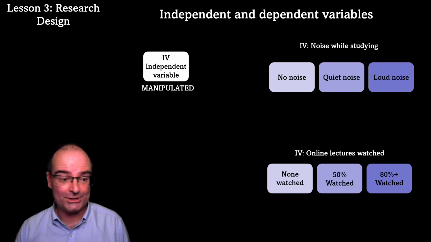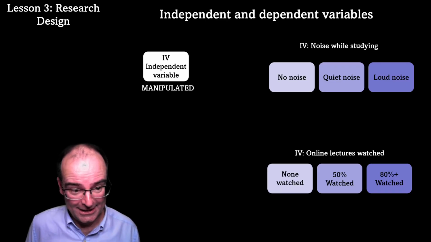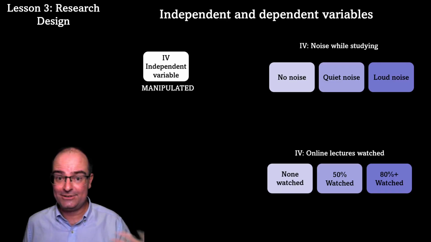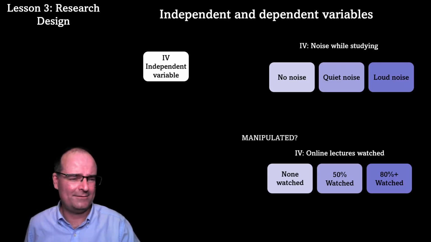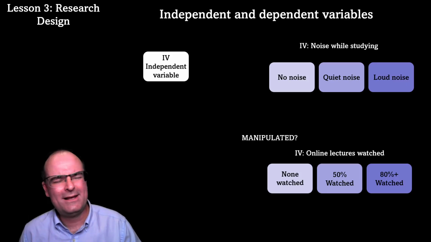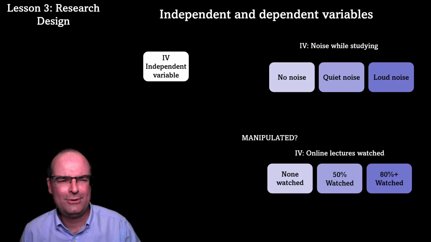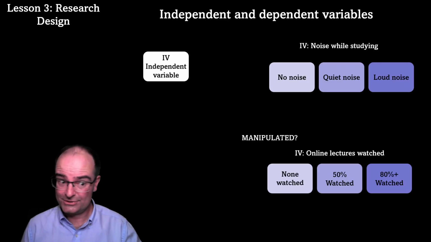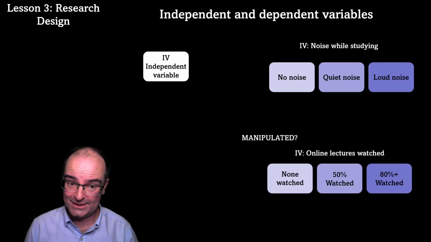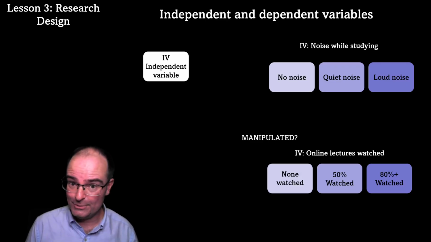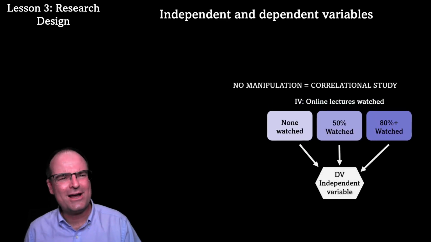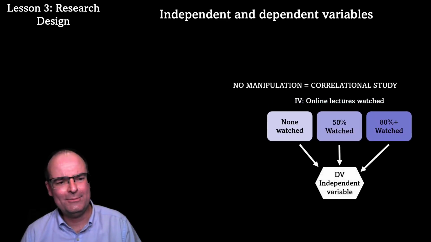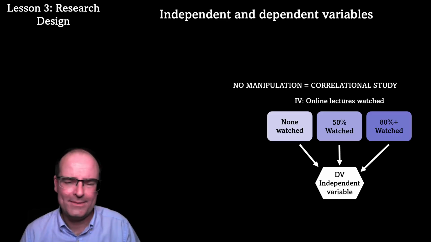Here's another independent variable. Online lectures watched. Did you watch none of the online lectures? Did you watch 50% of them? Did you watch 80% or more? Those would be levels of that independent variable. But are they manipulated? Can you actually force someone not to watch any lessons for a course they paid for? Can you force them to watch 50%? Can you force them to watch 80%? If you can't, and there is no manipulation, then it's something I've already talked about.